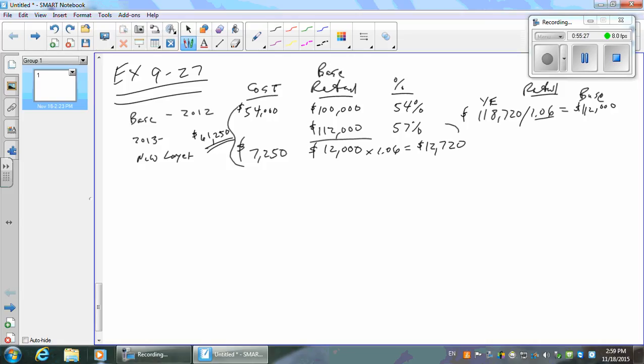I've got 54,000 from my base year, right? Because it was 100,000 and it was 54%. I added a 12,000 base year layer. I know that 12 is added because 118,720 divided by 1.06 is 112, netted with the 100 that I had in the base year, which gave me a 12 for a new layer. Reinflated at 106, and then take it times its cost to retail. So the 12,000 times 1.06 was 12,720 times 57% is 7250. We're working on exercise 927.